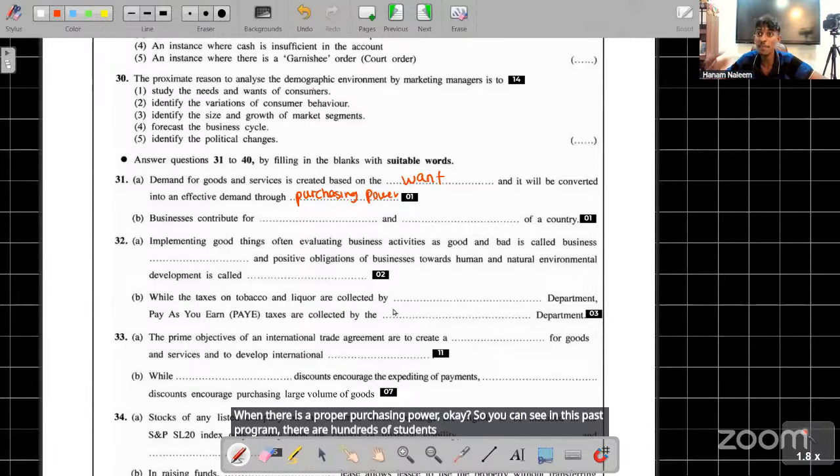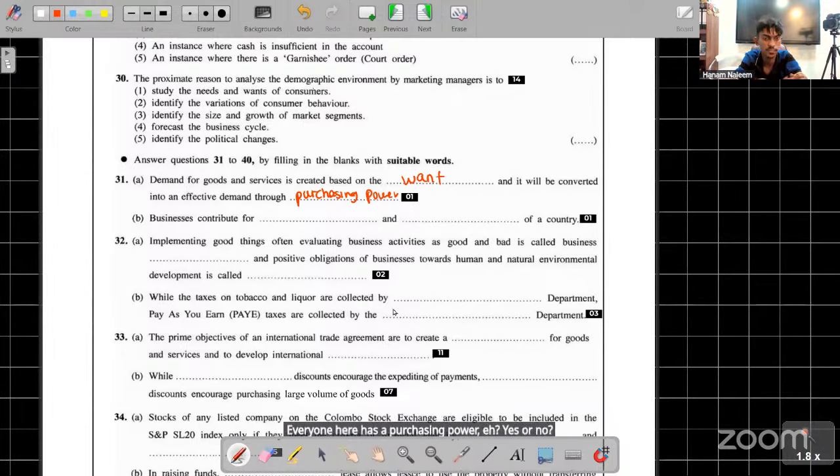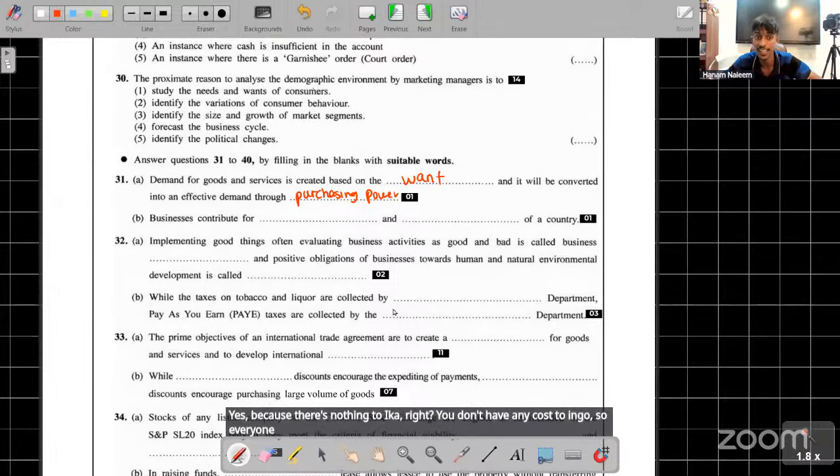Why? Because everyone here has purchasing power. True, right? Everyone here has purchasing power, yes or no? Yes, because there's nothing to incur, right? You don't have any cost to incur. So everyone has purchasing power here. So I can say my past paper program has an effective demand. Why? Students want a product, they want a past paper program, and they also have the power to buy.